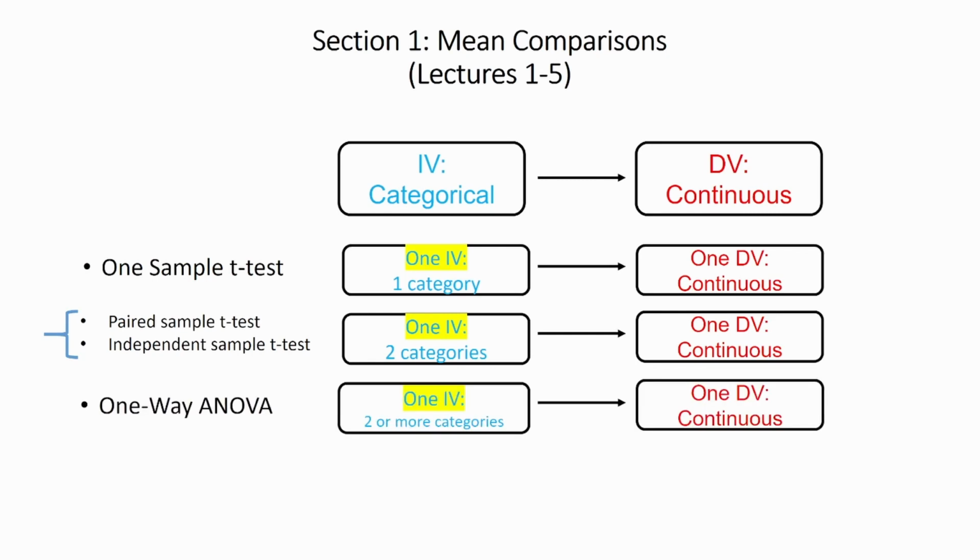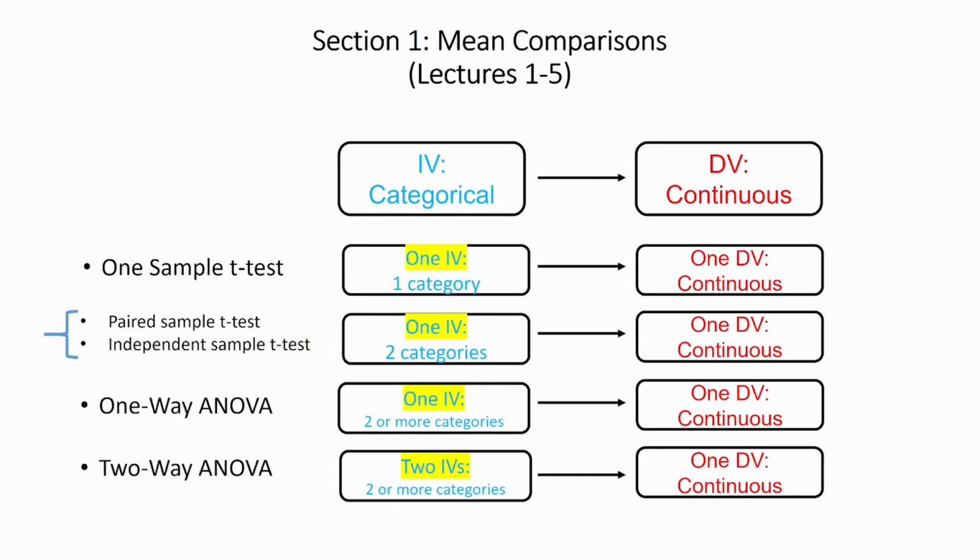Another test is called One-Way ANOVA. Again, it only has one independent variable, but it has two or more categories. So you can have more than two. That's a big difference compared to the t-test.